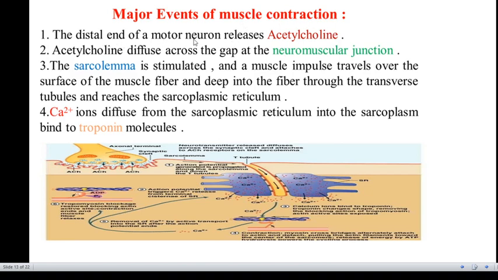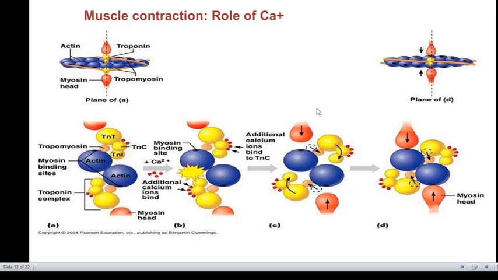The distal end of the motor nerve releases acetylcholine. Acetylcholine diffuses across the gap, the neuromuscular junction. The sarcolemma is stimulated and the muscle impulses travel over the surface of the muscle fiber and dip into the fiber through the transverse tubules and reach the sarcoplasmic reticulum. Calcium ions diffuse from the sarcoplasmic reticulum into the sarcoplasm and bind to the troponin molecules.